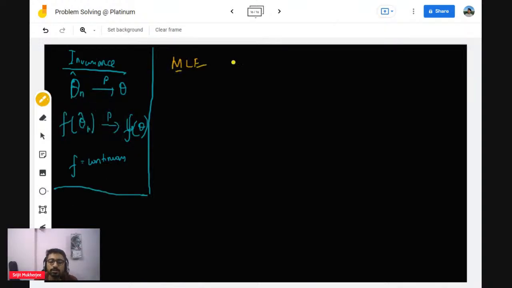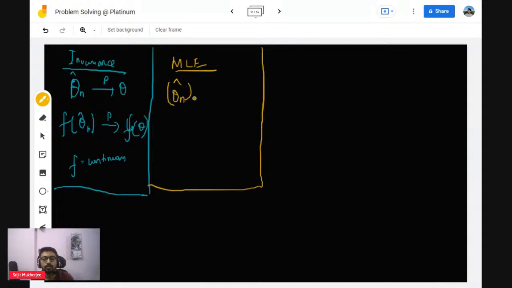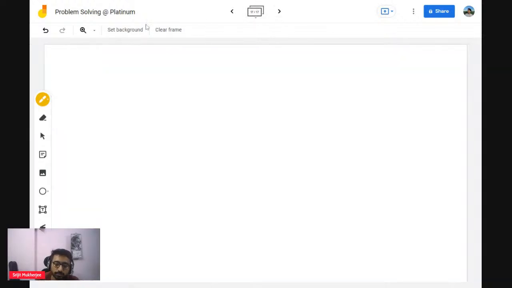For MLE, in fact, it's like a continuous function; maybe it's not a requirement. So if theta hat n is an MLE of theta, then f of theta hat n is the MLE of f of theta. Okay. What about sufficiency? Let's check that.